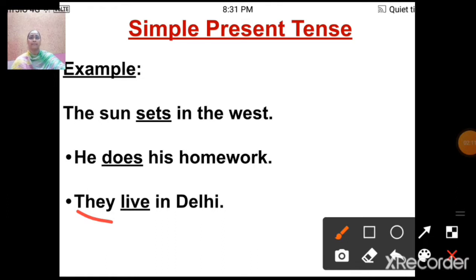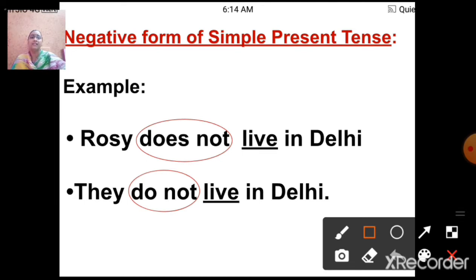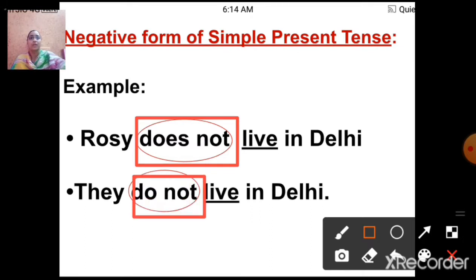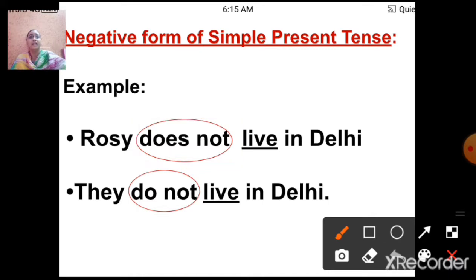Alright students, let us understand the negative form of simple present tense. Now, this is very simple. We are just going to use does not or do not. If the sentence is singular in nature, we will use does not. If the sentence is plural in nature, we are going to use do not. Alright, so let's understand this with an example. Rosie does not live in Delhi.